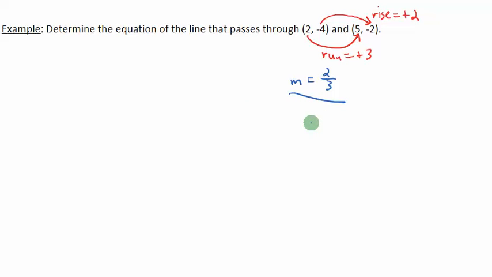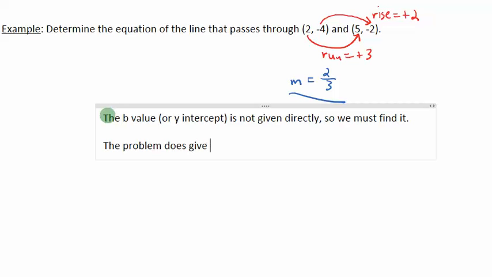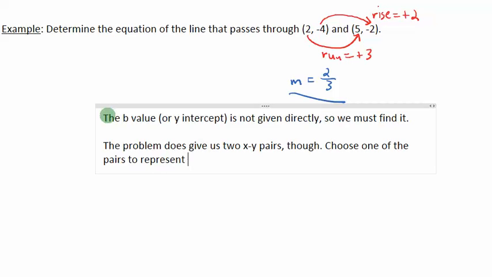Now I need more information. I've got to determine my b value. I don't know my b value. The b value, or the y-intercept, either one, is not given directly. So we must find it. The problem does give us two xy pairs though. So what we're going to do is choose one of the pairs to represent x and y.